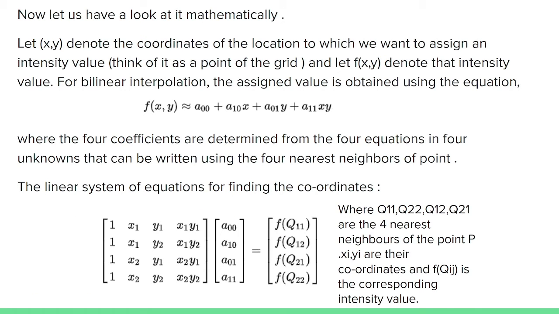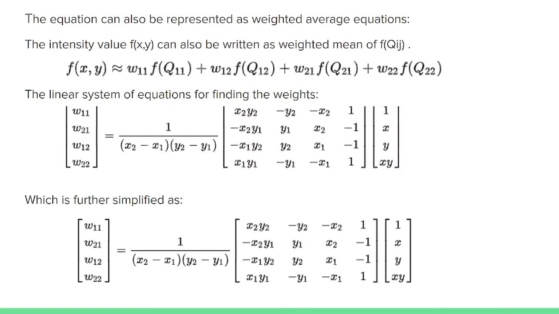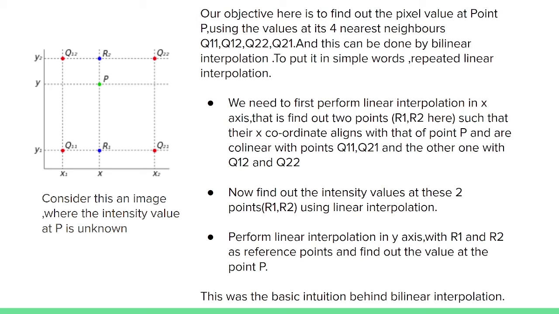So how do we do that? Let us say we need the intensity value at position xy, and that intensity value will be given by this simple linear equation. And how do we get the coefficients A00, A10, A01, A11? These are obtained by solving this linear set of equations. There are still more complex ways of writing the equation, but let us have a look at it logically. Bilinear interpolation is nothing but repeated linear interpolation.